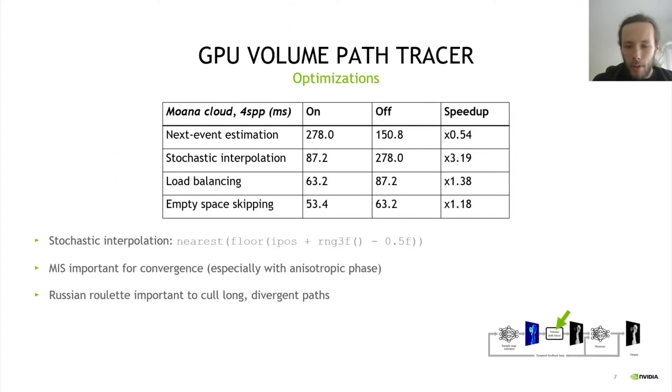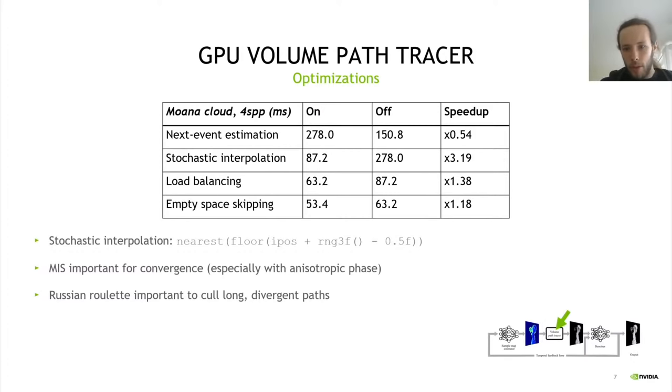So I want to look at some of the main components in a little bit more detail. I cannot cover everything here, but there is more in the paper if you're interested. For example, regarding optimizations to our volume path tracer, there's one I want to highlight, which is the stochastic interpolation. It provided the single largest speedup of our optimizations. And the idea here is to get rid of the 8 volume lookups required for trilinear filtering and replace it with a single lookup. We need that sort of filtering because our volumes are discrete voxel grids.